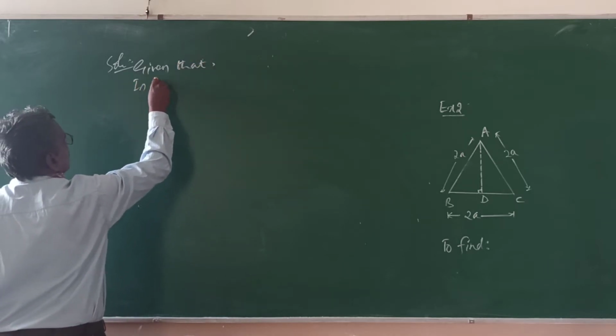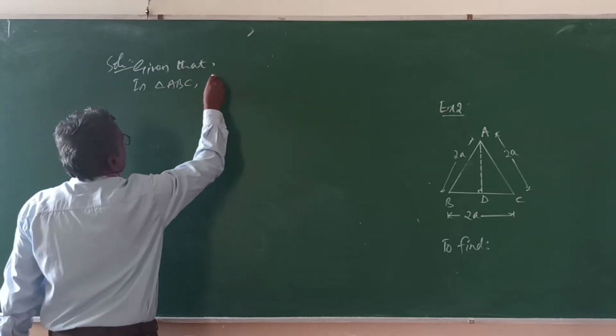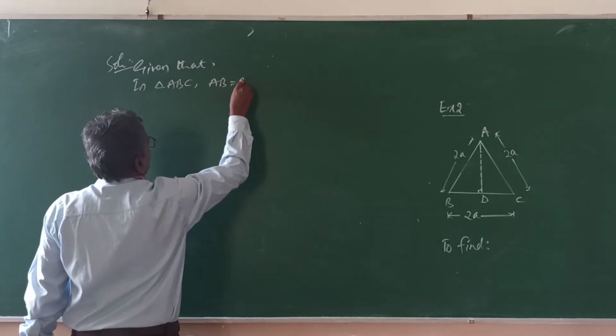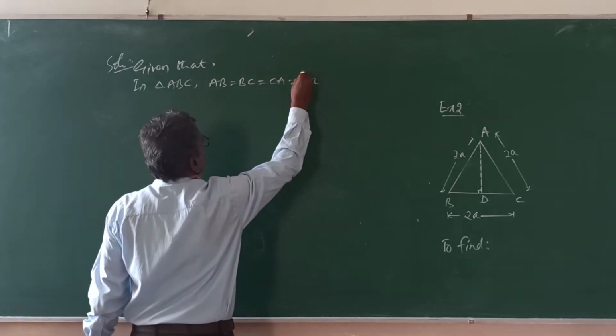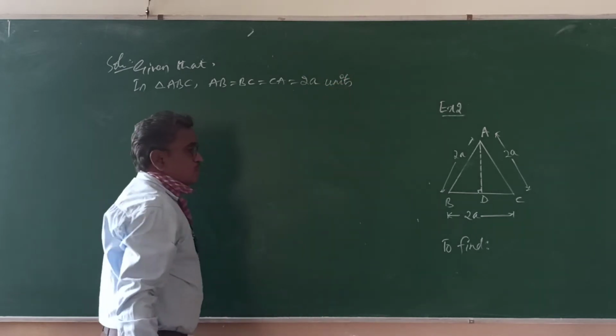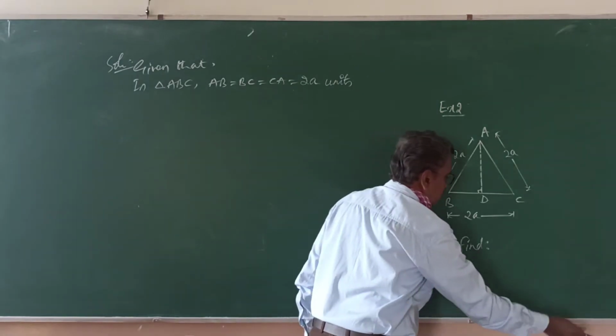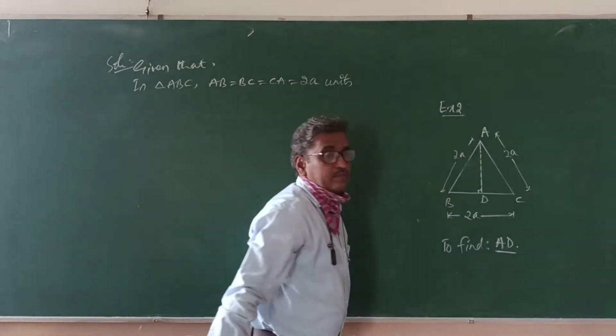Given that in triangle ABC, AB is equal to BC is equal to CA is equal to 2a units. What do we have to find? The altitude, that is AD.